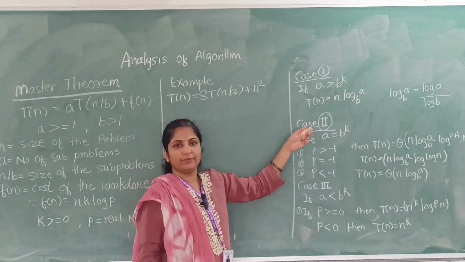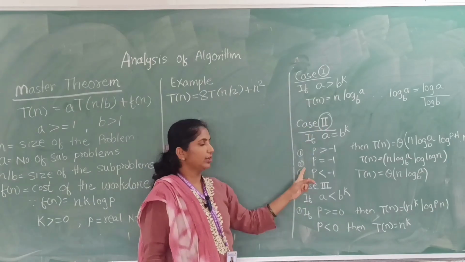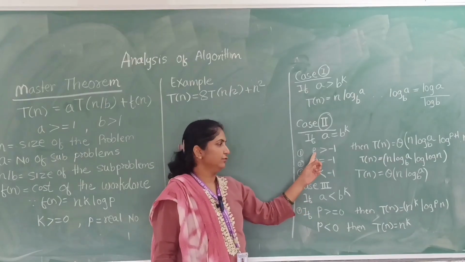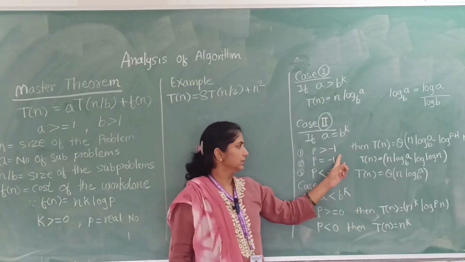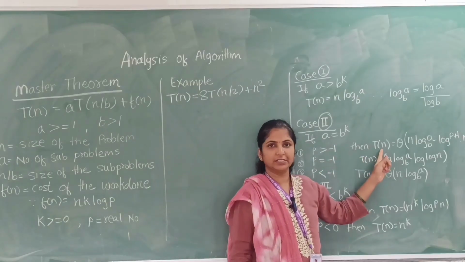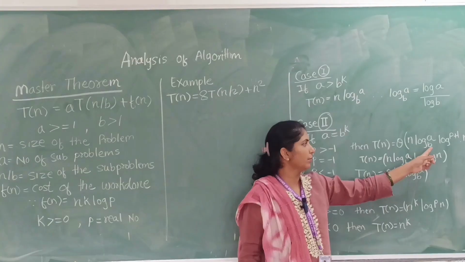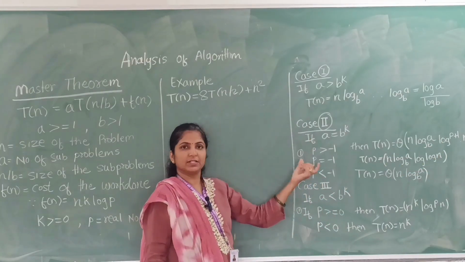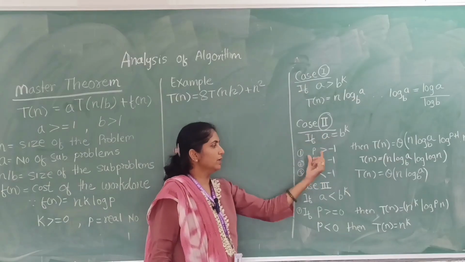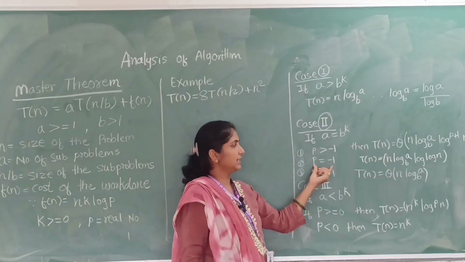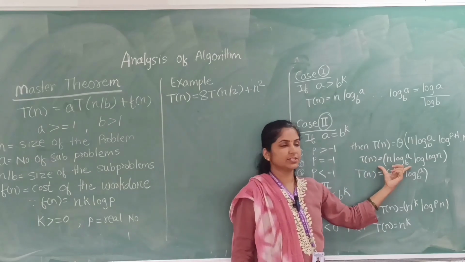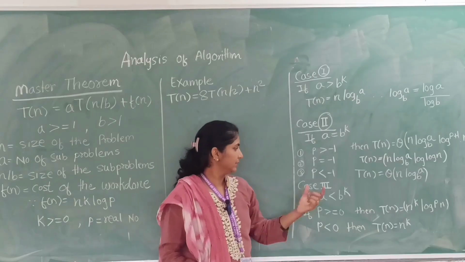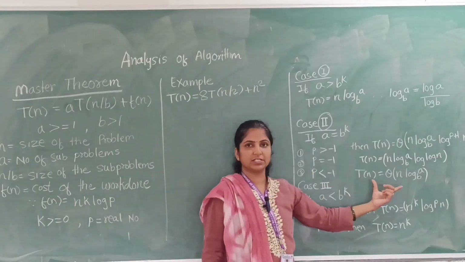Now, while considering case 2, there are three possibilities again. We compare the parameter p. If p is greater than -1, then we can write T(n) = n^(log_b a) log^(p+1) n. If our function matches case 2 and also follows p equals -1, then we can write the function as n^(log_b a) log log n. The third condition is also mentioned here.